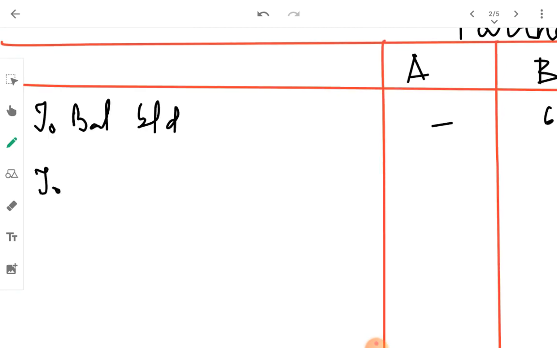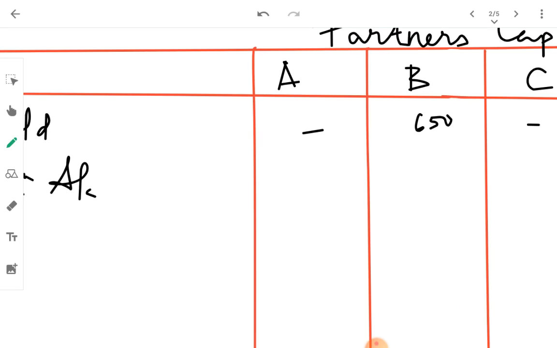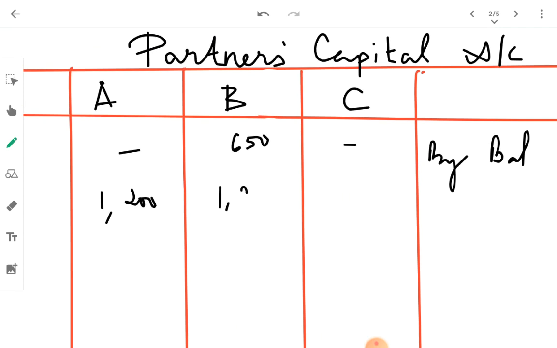So now we can record also the realization account, the loss that we suffered. So to realization account, the loss of rupees 3,600. So divided in 1:1:1 ratio. So rupees 1,200 for each partner. Correct? Okay, so we recorded the realization loss.